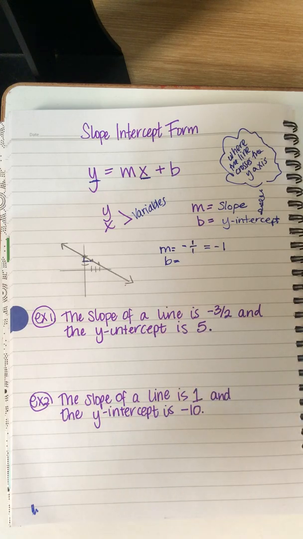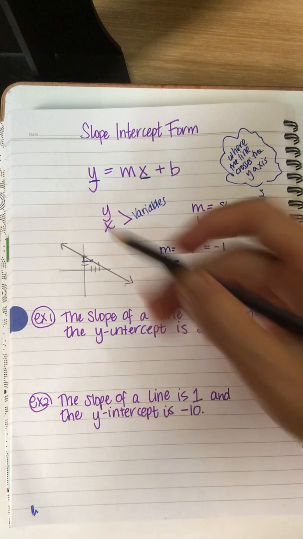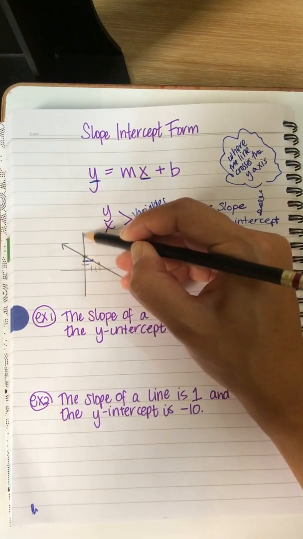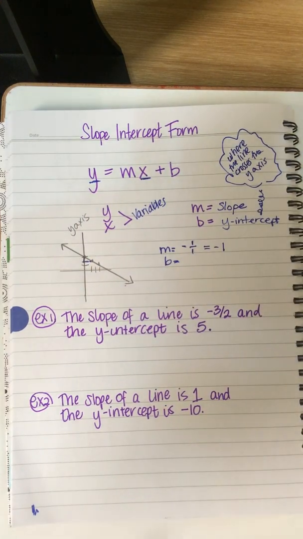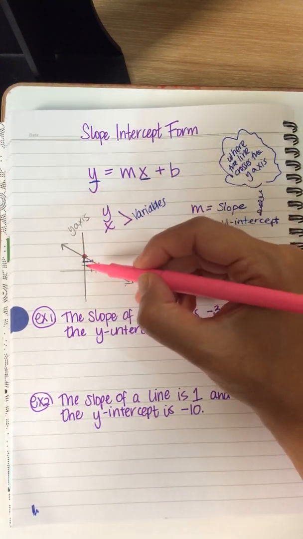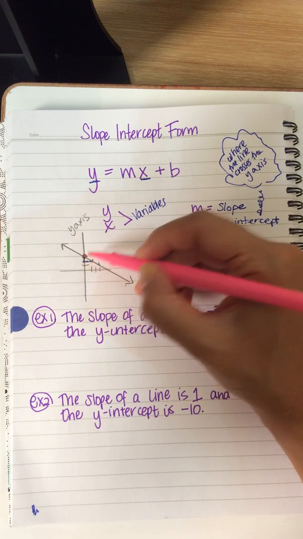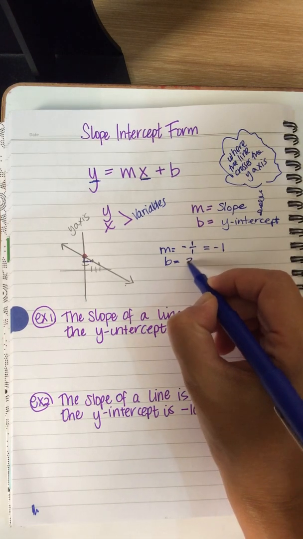So if I look at my line here, I can see this is the y-axis, right? This is the y-axis, if you need to label it. So where does the line cross the y-axis? Well, it crosses right here. And that point is 1, 2, 3. So my b, or where this line crosses the y-axis, is just at 3.